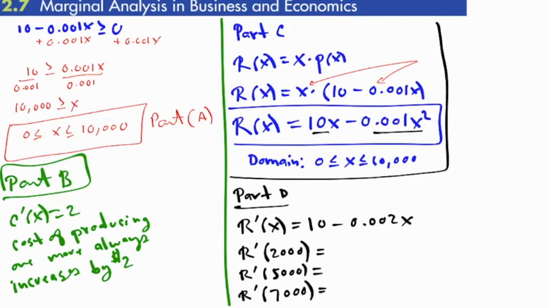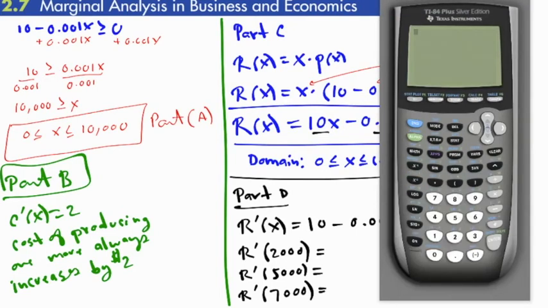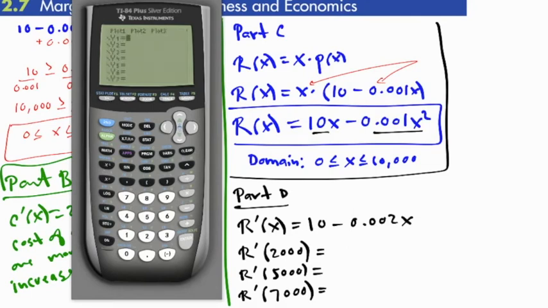So I'm going to use my calculator to do this in a quick way. Let's go to y equals. We will type in 10 minus 0.002x. I will go to second and table setup. I just want to make sure that my independent variable is on ask and hit enter. And then second, the graph button opens up the table. I will use the delete key to delete out the x values that were there. And I'm going to type in the x values I want plugged into my marginal revenue function.